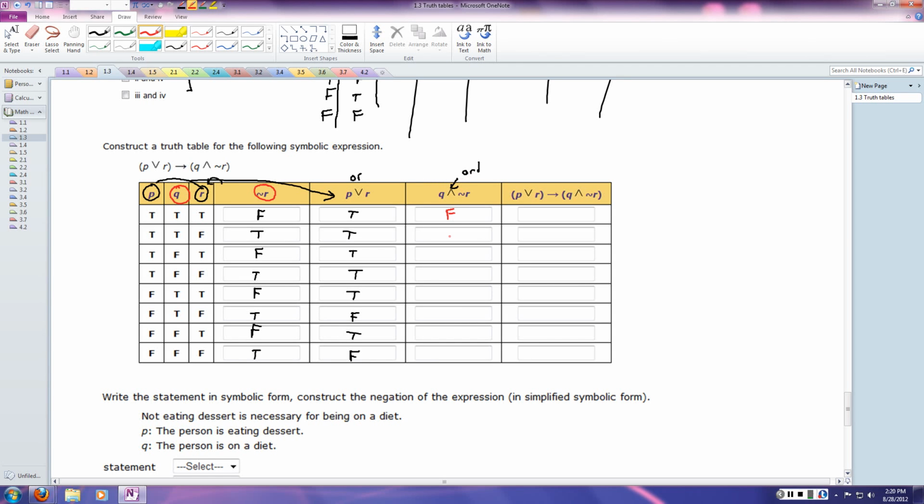So true and false would be false, true true would be true, false false would be false, false true would be false, true false would be false, true true would be true, false false would be false, and false true would be false. And then on the last one, you're looking at P or Q, so you're looking at this column and this last column, and you're adding them together with the conditional.